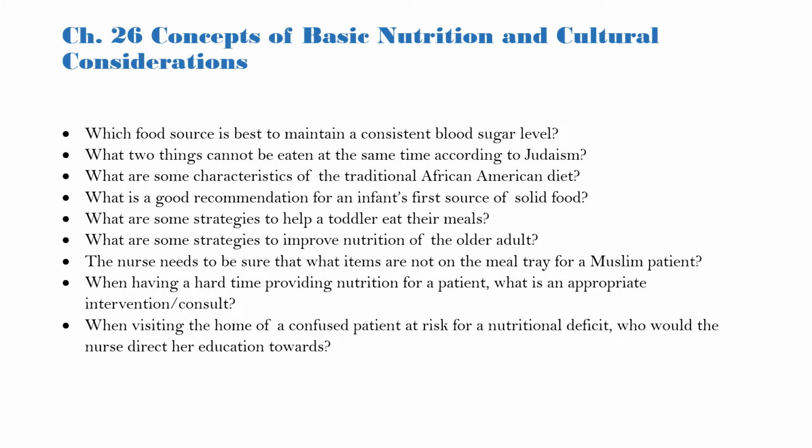Which food source is best to maintain a consistent blood sugar level? So that is, of course, going to be our complex carbohydrates or starches, and you can find that information on page 472. Starches provide a more consistent blood glucose level than simple sugars do.